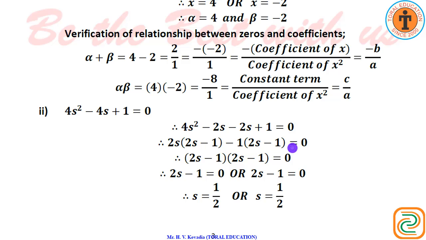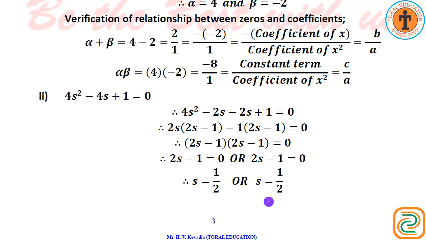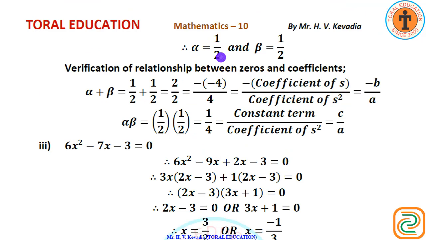2s minus 1 equals 0. 2s minus 1 and 2s minus 1 as common, into 2s minus 1. This is 2s minus 1 equals 0. So 2s minus 1 equals 0 and 2s minus 1 equals 0. The same, s equals 1 upon 2 and s equals 1 upon 2. Now alpha and beta, we have to find the relationship between them. Alpha equals 1 upon 2, beta equals 1 upon 2.